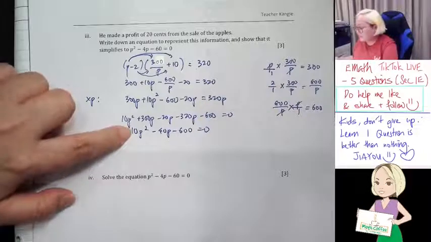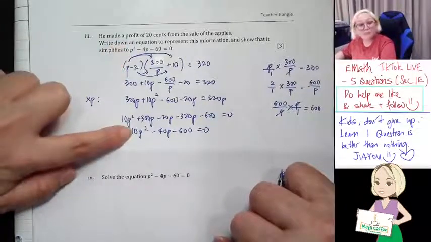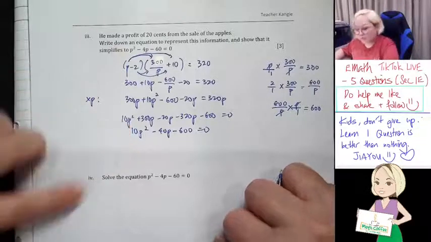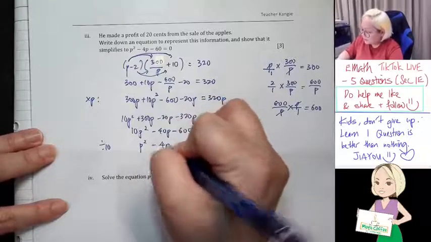I can simplify. One hint is, look at this one. It's p square, right? This is 10p square. So I know I need to divide by 10 throughout. So let's divide by 10 throughout. I get p square minus 4p.